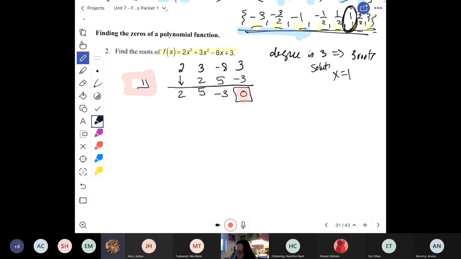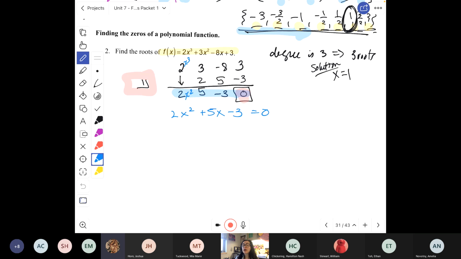I'm supposed to have 3, if they're unique, but I have 1. Now, remember, this was the exponent for x cubed, so this becomes the exponent for x squared. So what does this give me? This gives me 2x squared plus 5x minus 3. I now need to solve that.